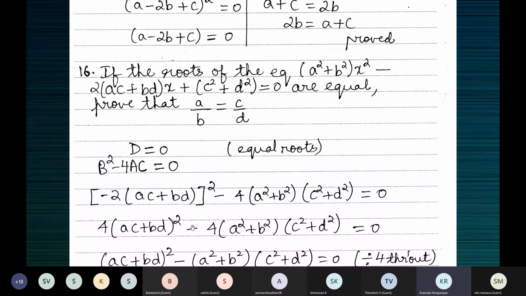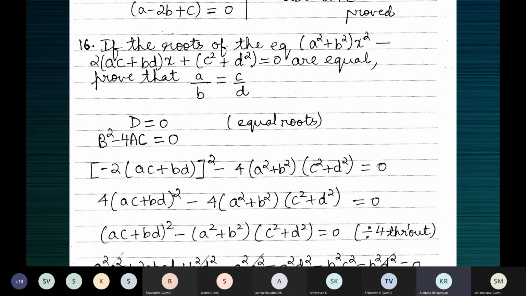So there's a minus sign here. So this is one term, and this is the other term. These two terms are separated by a minus sign. Divide this term by 4 to get this. Divide this term by 4 to get this. 4 and 4 cancel, and you have a square plus b square into c square plus d square is equal to 0 by 4, which is 0.